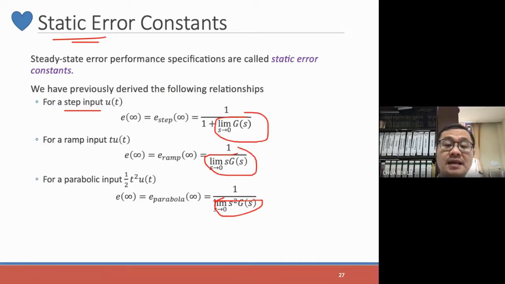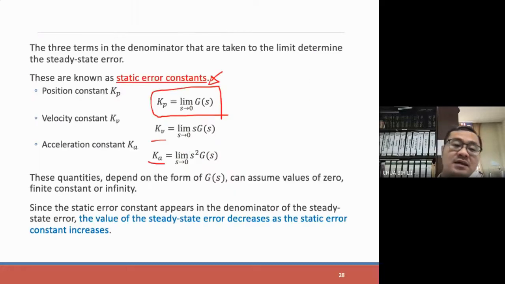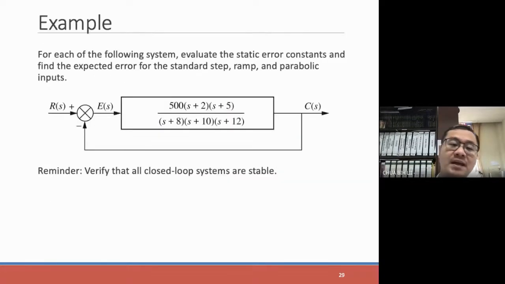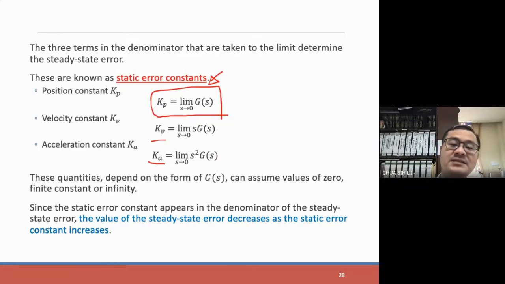Limit G, limit sG, limit s squared G, corresponding to different types of input. So when we use different inputs, the error would have slightly different notations over there. And that constant is much easier to compare, right? So these quantities depend on the form of G, and from there we can determine whether the value is zero, finite constant, or infinite, depending on this.